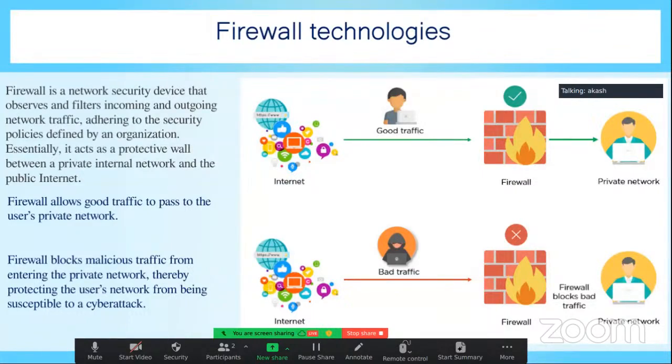Also we can place a firewall. It's not like we can only place a firewall between the private network and the internet. We can place it within the private network as well, between two locations, and make sure that the incoming and outgoing traffic will be filtered out.